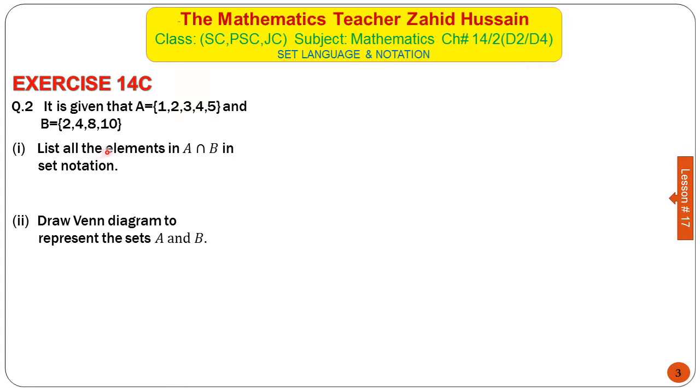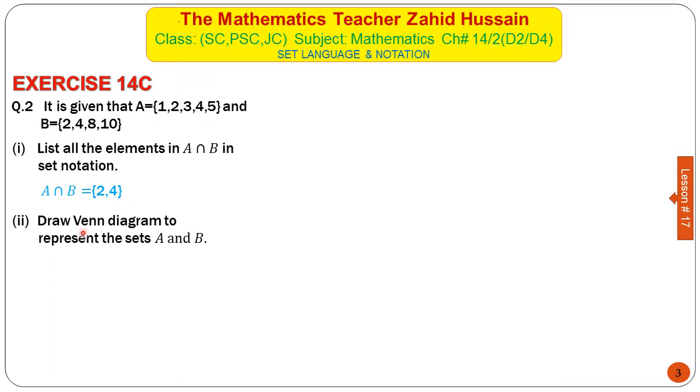You are asked to list all the elements in A intersection B, and we know that A intersection B is the set of elements which are common in A and B. So which elements are common in these two? It is 4 and 2. 2 and 4 are common. So A intersection B is equal to {2, 4}.